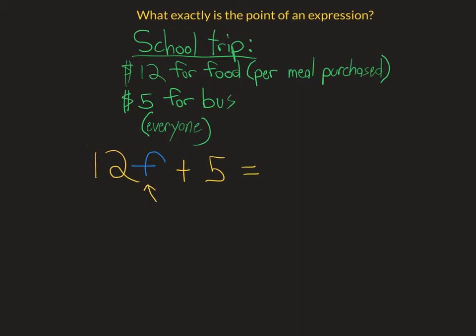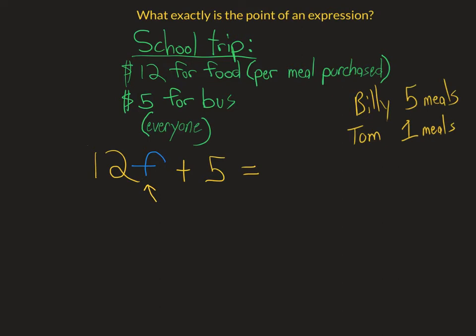however many meals, however many times I want to eat food, I would plug in for F. That's going to multiply with 12, and then I would add that $5 on. That's the total. So let's say Billy is going to eat 5 meals because he's on the football team and he's just crazy hungry all the time. And Tom is only going to eat once because he is saving his money to buy a Buick.